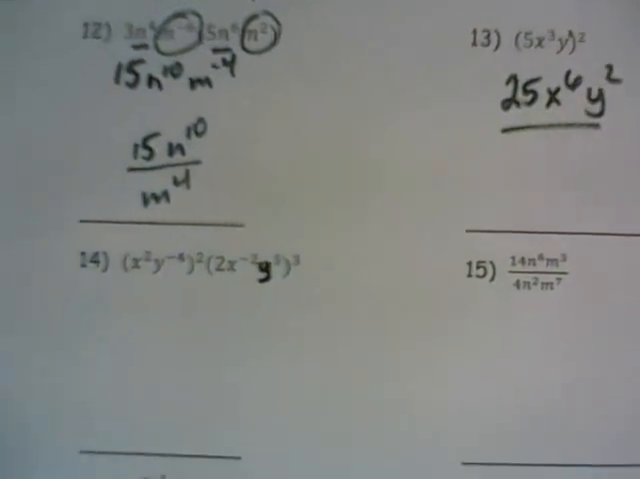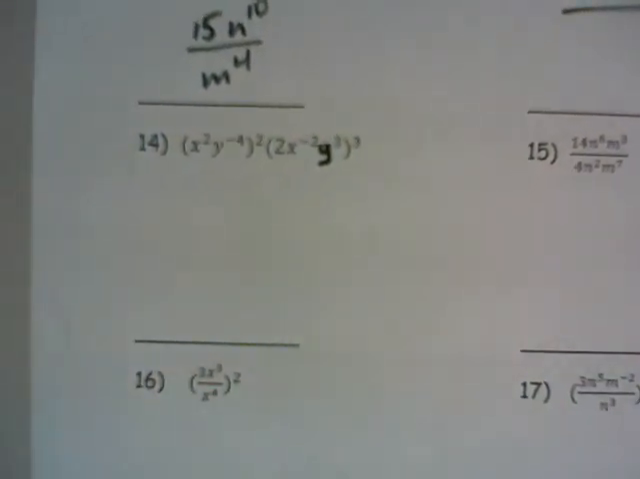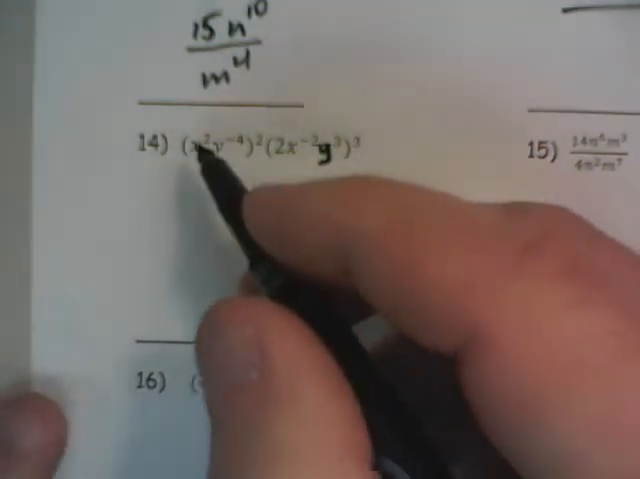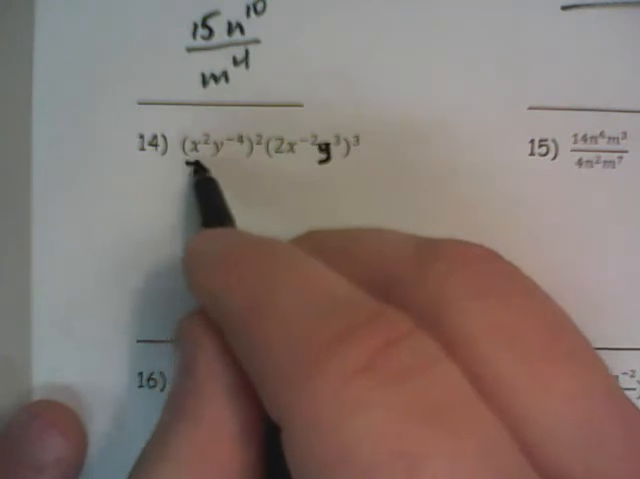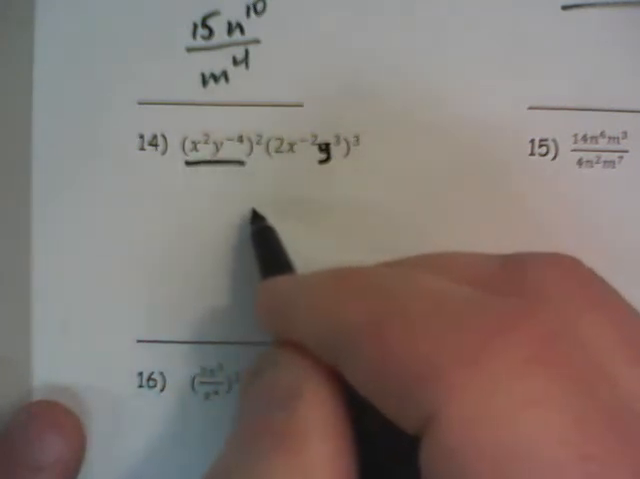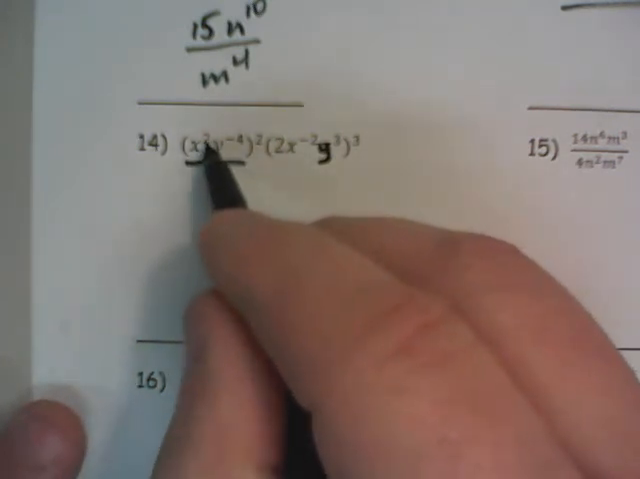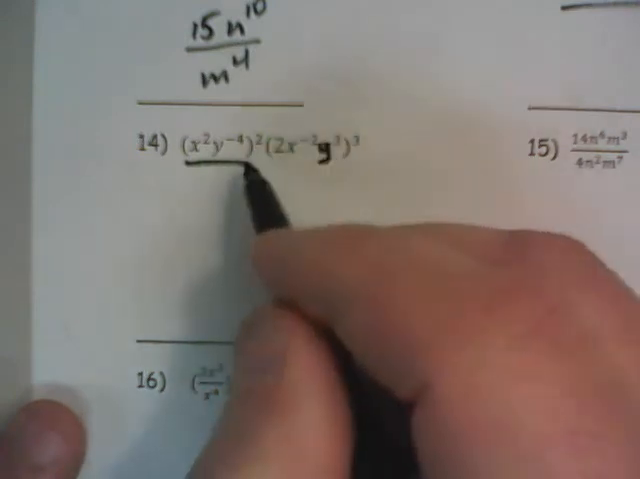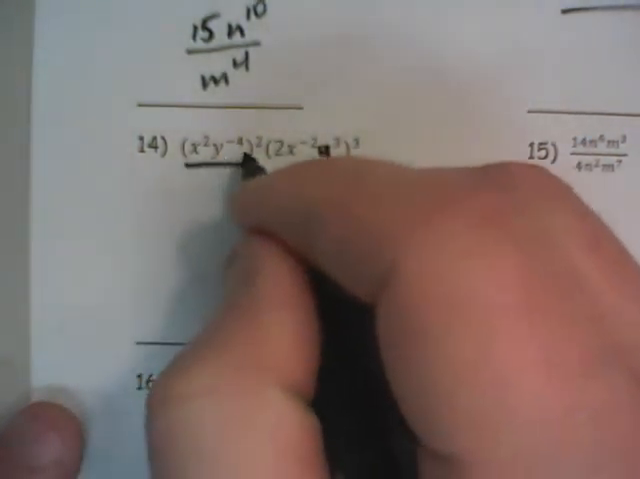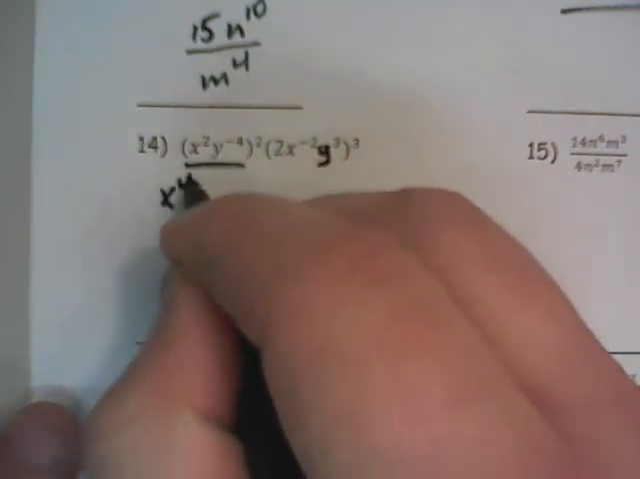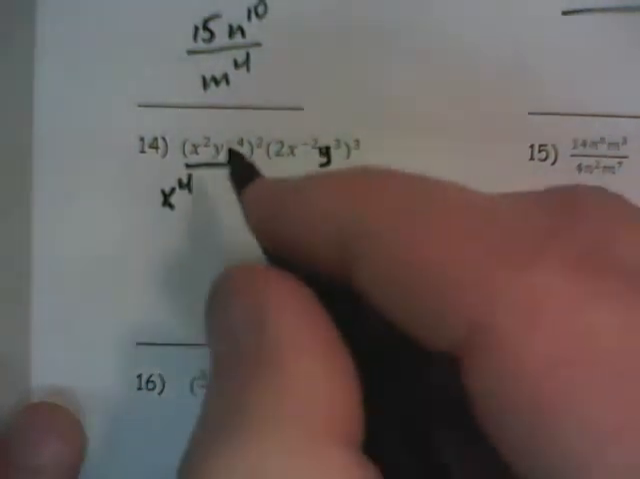And again, all these are worth 2 points on our quiz. Move on to number 14. A little bit more going on here in number 14, because we're going to first take this entire quantity to the 2nd power. So I'm going to take x to the 2nd to the 2nd. So just like we did in number 13, we're going to multiply those exponents because I'm taking a power to a power. That's x to the 4th.